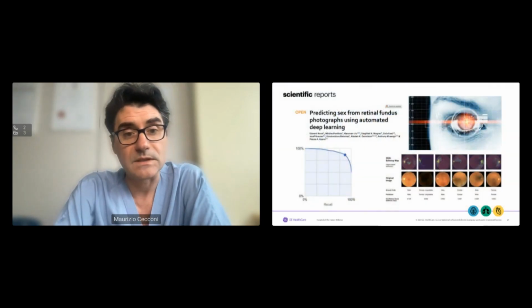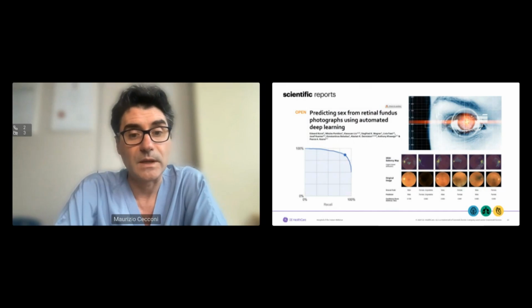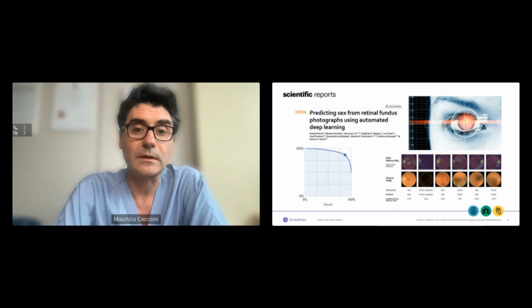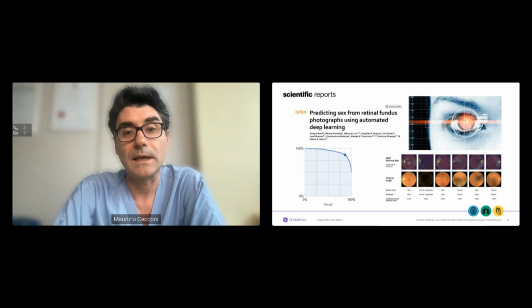This is a very interesting study. You may have seen it. It was published a few years ago now. But basically, a deep learning algorithm was able, through examining the eye of patients, to identify the gender of the patient. This is something that our human eye and our expertise, even the most experienced ophthalmologists, cannot do. So we are opening new frontiers here with this.